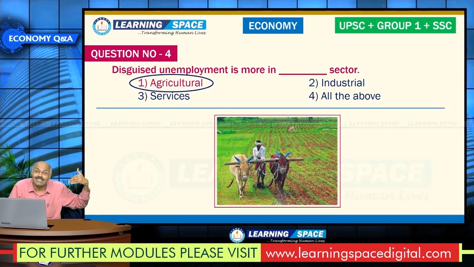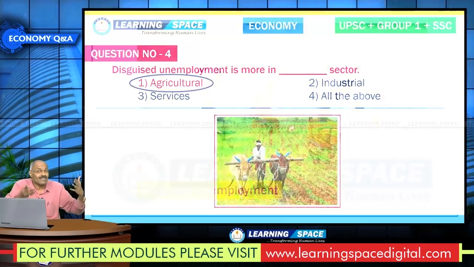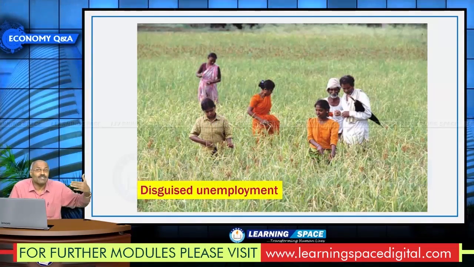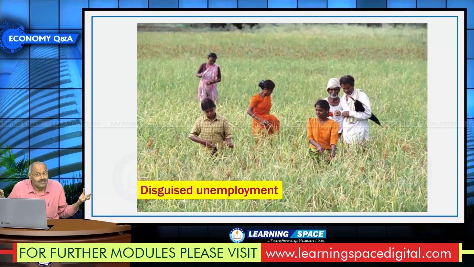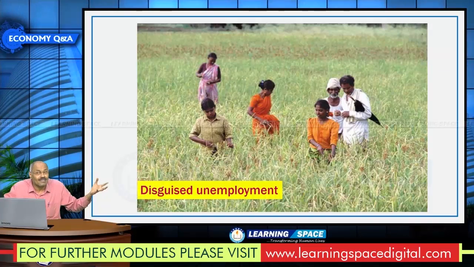Here the productivity is very low. Look at this example. This family of 6 members have got just half an acre of land, and from morning to evening all 6 people will work in their field. So the outcome after 1 year may be hardly total productivity of 15,000 rupees or 20,000 rupees.